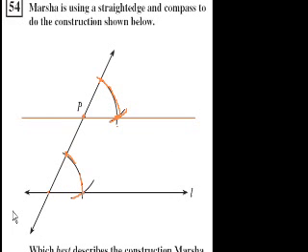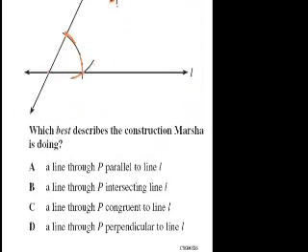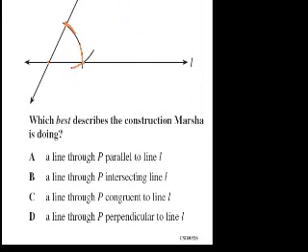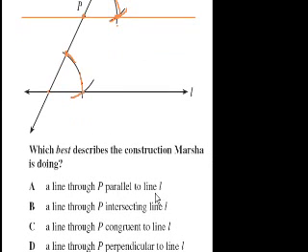So my read of this question is that she's probably trying to draw a line that is parallel to L. A line through P parallel to line L. Yeah, that's what I think she's trying to do. All right, choice A.